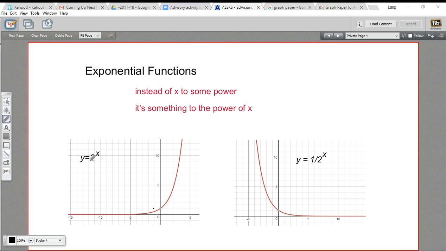So we've got y equals 2 to the x here, and y equals 1/2 to the x here. And you can also see that they have this kind of asymptotic behavior. So as x becomes greater and greater here, this number 1/2, 1/2 to the second power is 1/4, 1/2 to the third power is 1/8. It keeps getting smaller and smaller, but never quite getting to 0. So we have an asymptote along the x-axis. All right, that's a little bit about exponential functions.